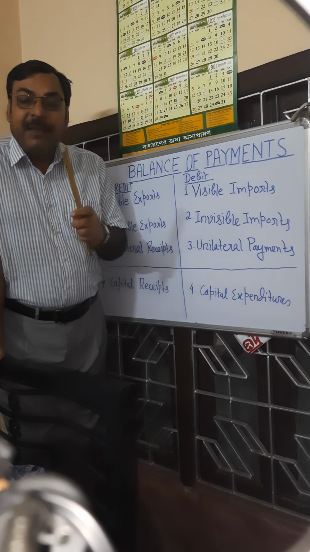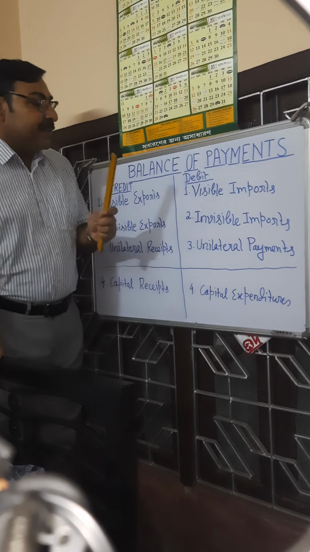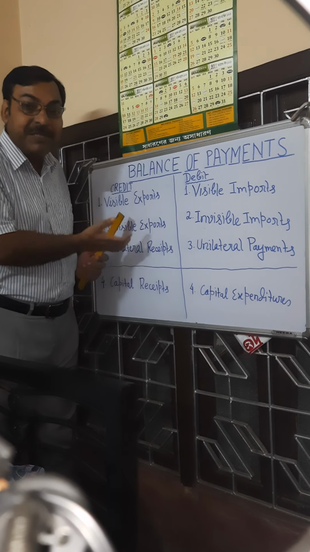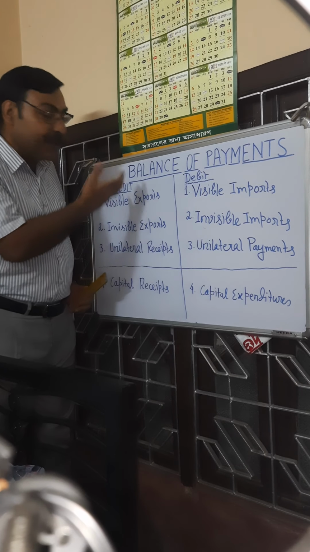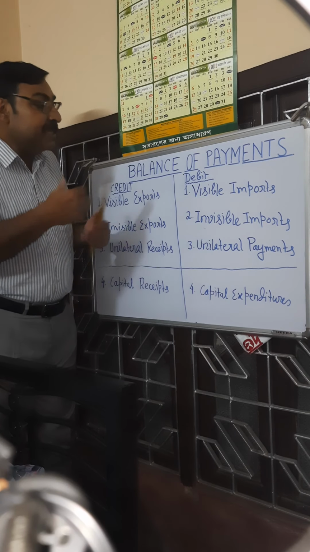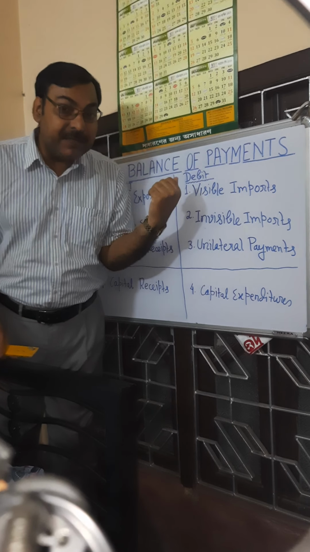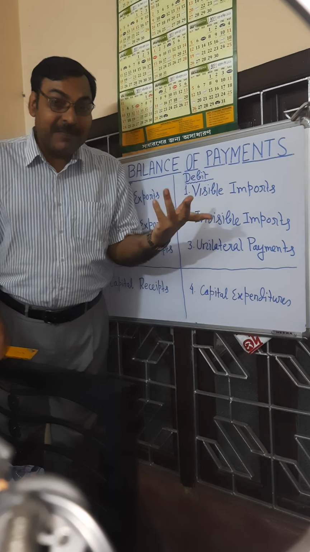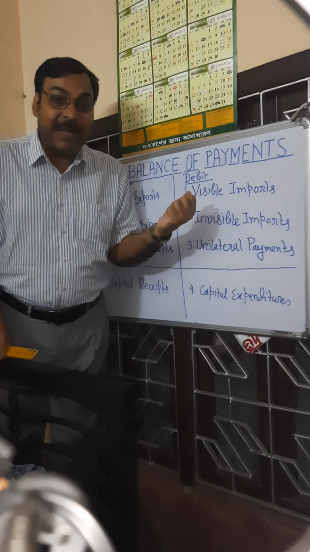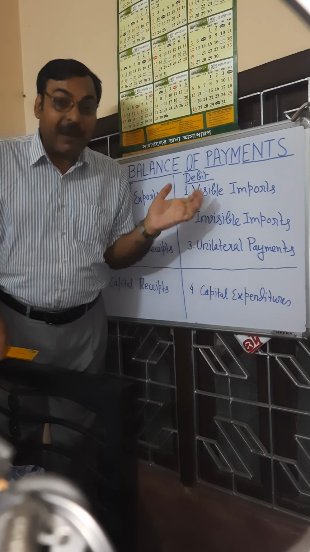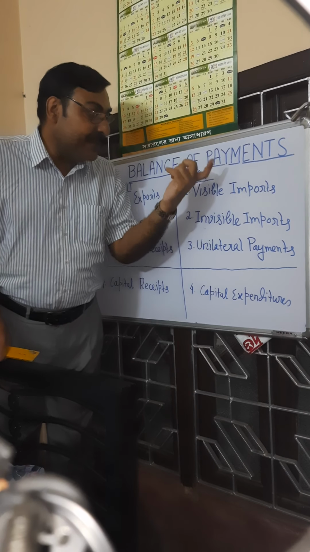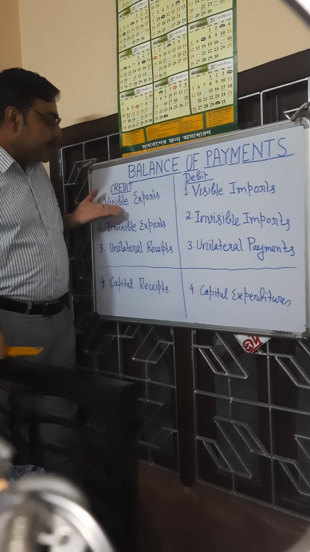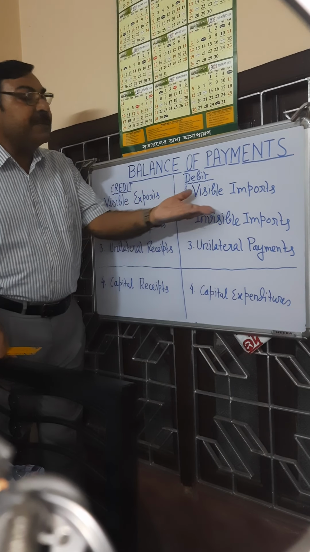These visible items may be exported, which causes income generation. We include this on the credit side. These visible items may be imported, which causes expenditure for the economy. Imports of visible items means outflow of money, and is mentioned on the debit side. So number one item is visible exports and visible imports.